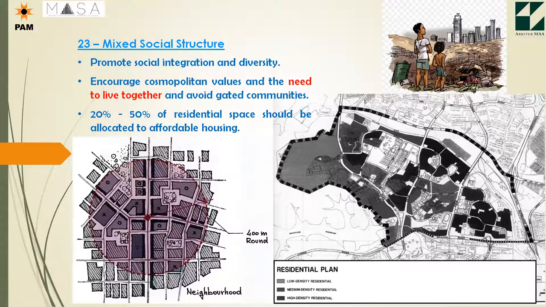So the mixture that we always encourage is like 20 to 50%. The resident spaces have to be allocated for some affordable houses. And we blend them in, and blending in is also giving a way to educate these people. So they become behave, and they will start to look at, well, the people who are highly educated, then they are there.